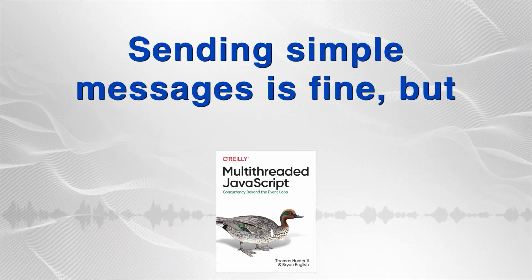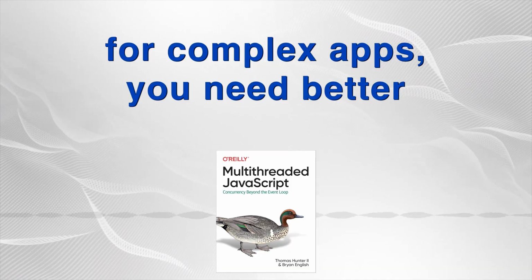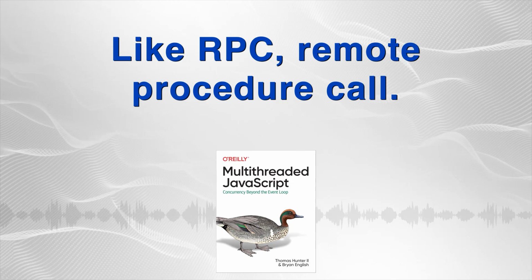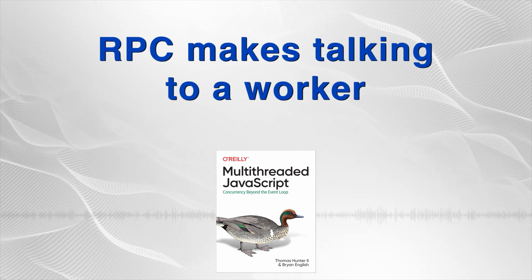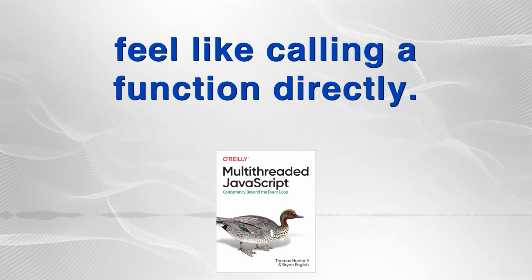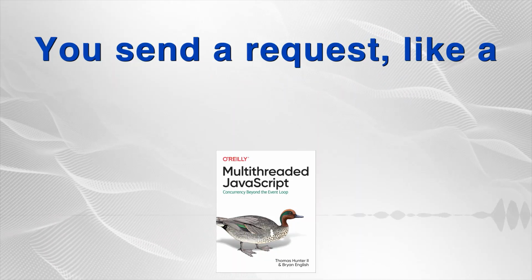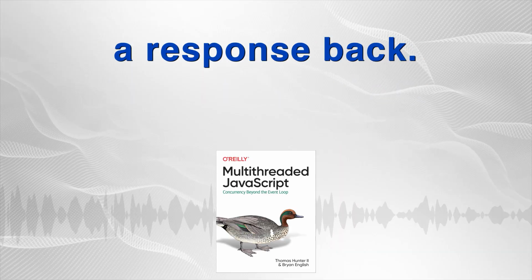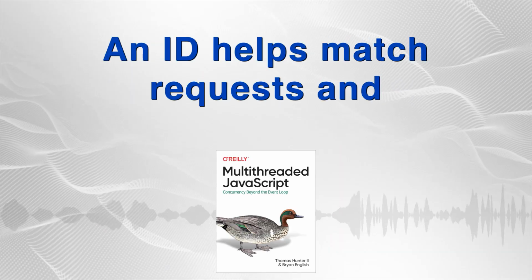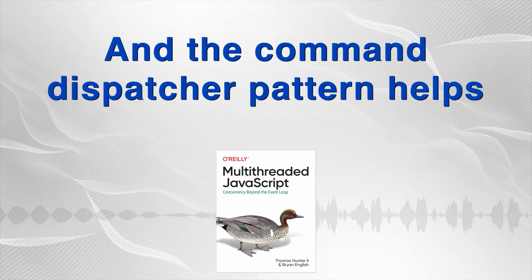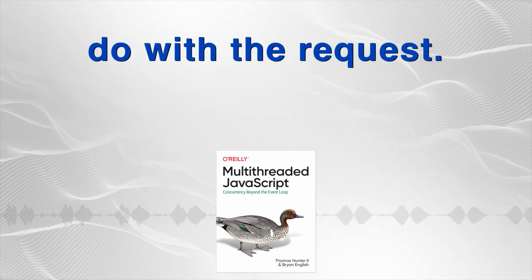Sending simple messages is fine, but for complex apps, you need better patterns, like RPC, remote procedure call. RPC makes talking to a worker feel like calling a function directly. You send a request, like a function name and arguments, and get a response back. An ID helps match requests and responses. And the command dispatcher pattern helps the worker figure out what to do with the request.